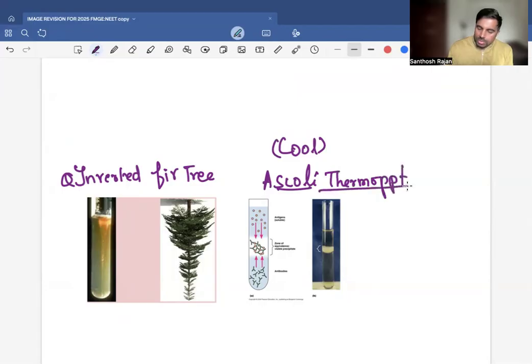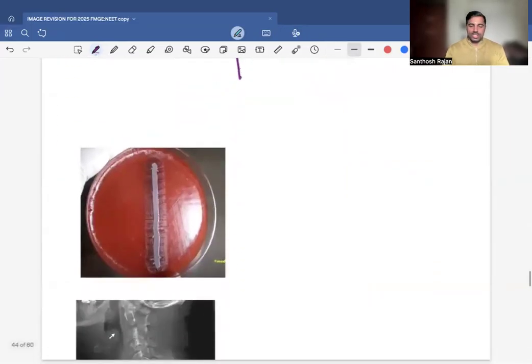Thermoprecipitation reaction, thermoprecipitation, all for Ascoli anthrax. Very, very simple and easy to remember. Nothing complicated. Very, very easy. Now one more thing here.